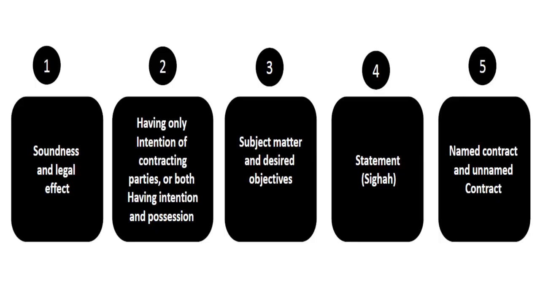And today's topic is a continuation of the classification of the contract. We have today the last two classes of the contract, which are the statement of the contract, or the classification from the angle of the expression of the contract, meaning from the angle of the offer and acceptance, and the second one, named and unnamed contract. Let's start with the first one.